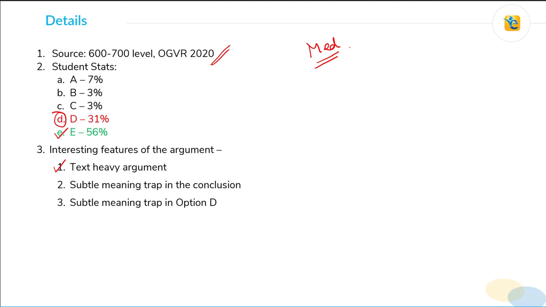Alright, so the second aspect of interest here is the conclusion. This is a question where if you do not visualize the conclusion well, you're going to understand it in a different way, and that understanding is going to impact your analysis of option E. So a lot of you who rejected option E, it's probably because you did not visualize the conclusion well. We're going to see that in this video. And finally, there is a reason why option D is so popular. There's a very subtle meaning trap at play here. We're going to discuss that also in depth in this video. Alright, so enough talk. Now let's get into analysis.